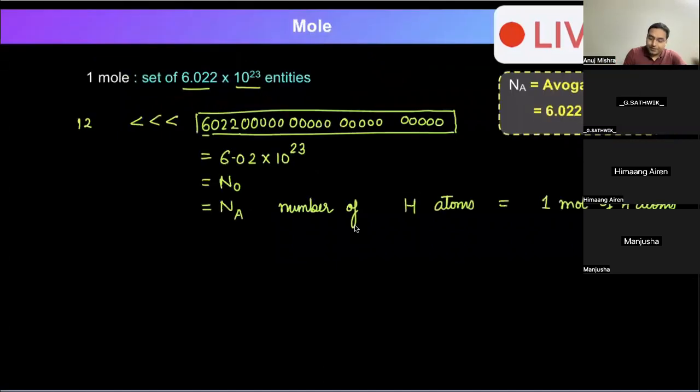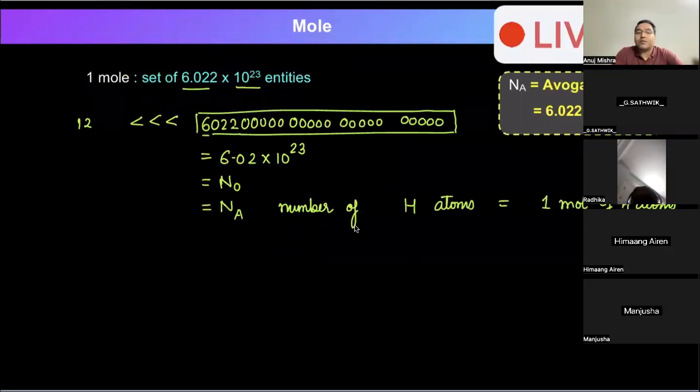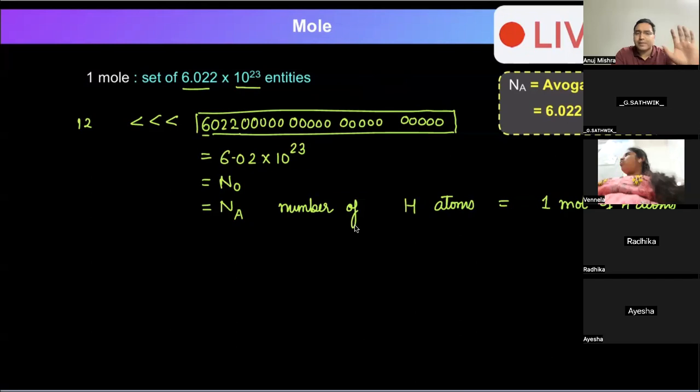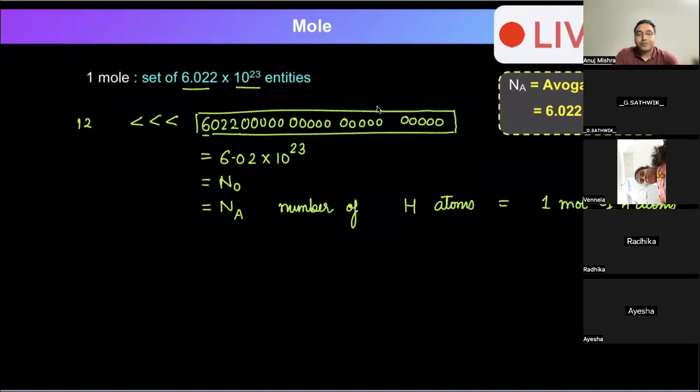We started our discussion from the term: what is a mole? A mole is nothing but a collection of 6.02 into 10 raised to 23 entities. This number is huge in front of 12. So if you have these many atoms, molecules, or ions, you can always say we have 1 mole of atoms, molecules, or ions. Is it simple? If it is clear up to this part, please type 1 in the chat box, everyone.